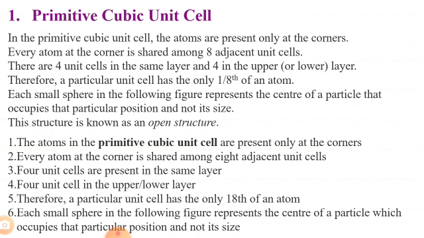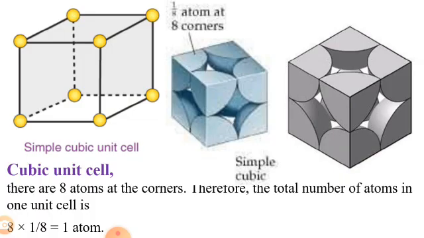Each small sphere in the following figure represents the center of particles which occupies that particular position and not its size. So here in this figure we can see there are 8 corners, each corner shares 1/8 atom. So the total number of atoms in 1 unit cell is 8 into 1/8 is equal to 1 atom. So in simple cubic system or primitive cell, there is only one atom.